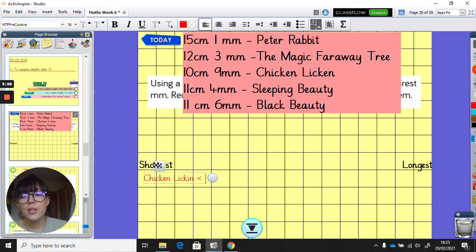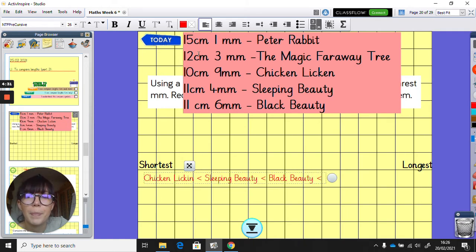So my next one is a bit trickier because there are 2 different books that both are 11 centimetres and they've both got a different amount of millimetres, otherwise they'd be the same. So we've got Sleeping Beauty and we've got Black Beauty. So we can see that Sleeping Beauty is slightly shorter than Black Beauty because 4 millimetres is a smaller number than 6 millimetres. So Sleeping Beauty is next. So therefore we know that Black Beauty is after that because obviously that's the next shortest.